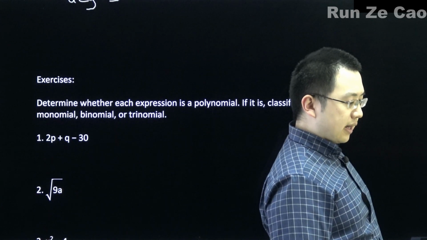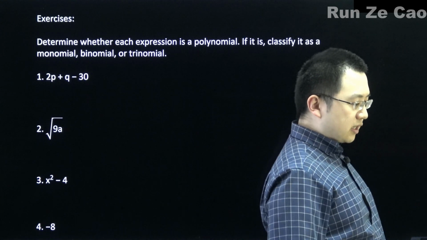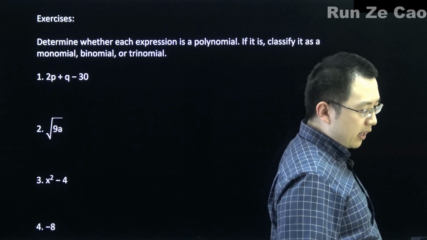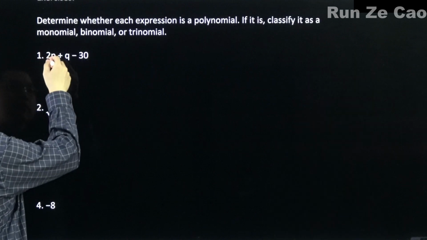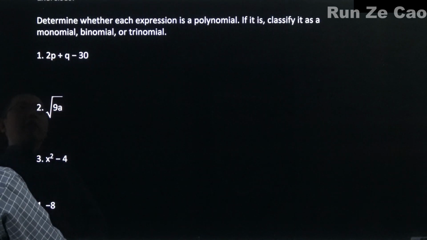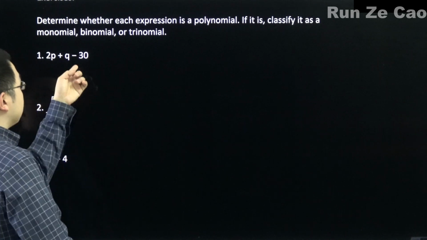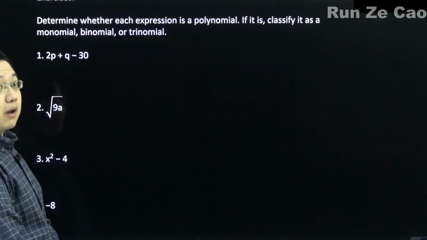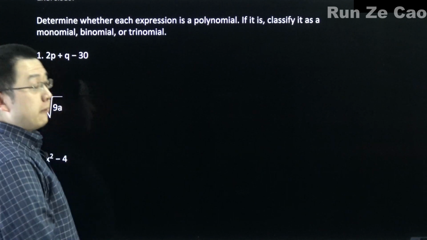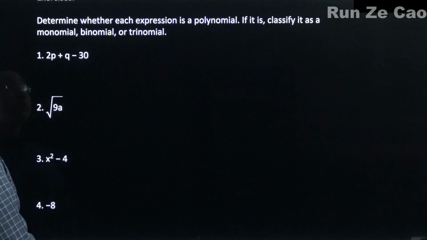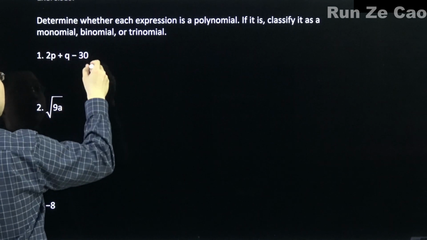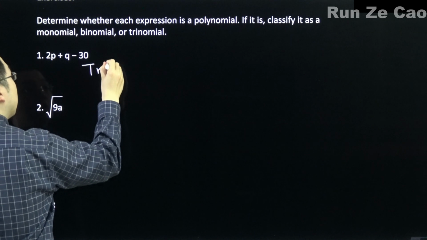Let's do some exercises. Determine whether each expression is a polynomial. If it is, classify it as a monomial, binomial, or trinomial. So here we see that the exponents are p to the first power, q to the first power, and then both to the 0th power. In other words, a constant term. Okay, this is a polynomial. Specifically, there are 1, 2, 3 terms, so it's a trinomial.